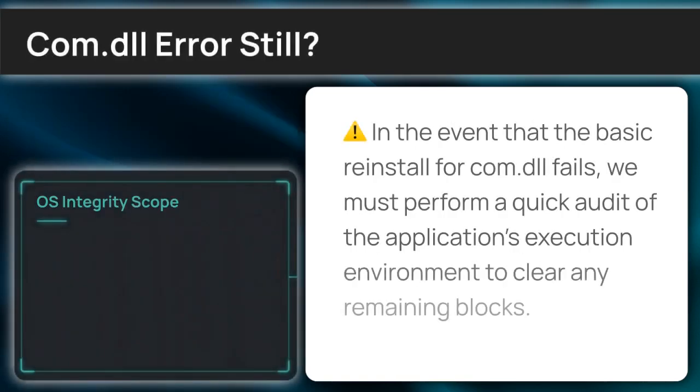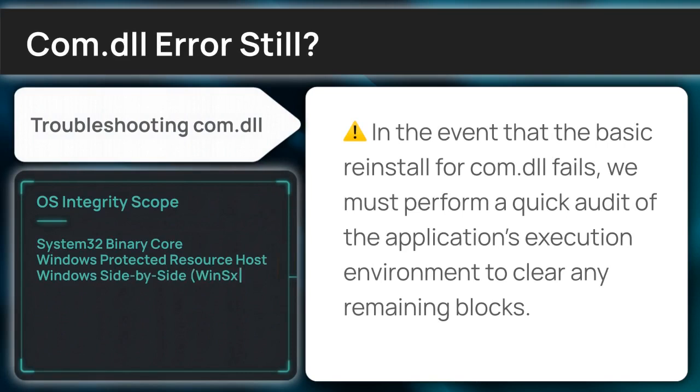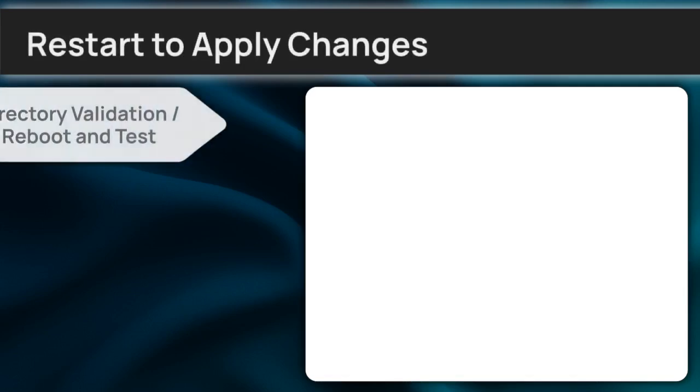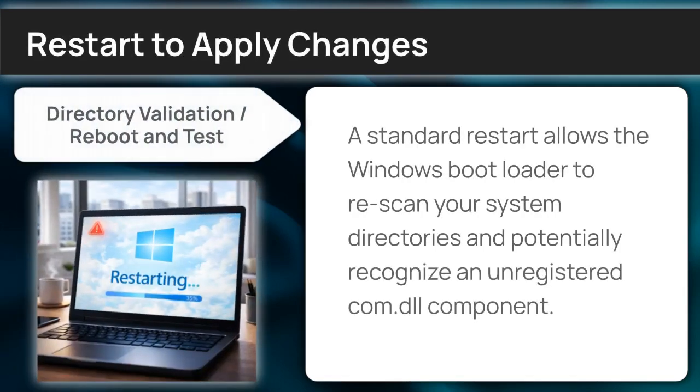If a standard reinstallation doesn't restore the library, we need to verify if the system environment is properly recognizing the new components. A system reboot is a reliable way to clear away zombie processes that might be interfering with Com Library. It's a low-impact step that ensures your operating system is starting with a synchronized environment.